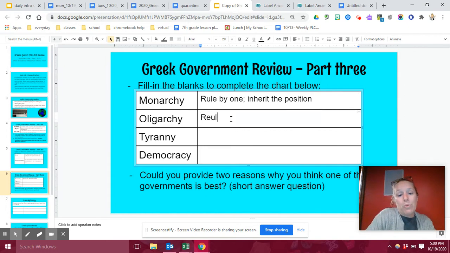Oligarchy, remember, is rule by a few. And remember, these are the aristocrats, those rich, fancy pants people that are ruling. Because remember, they were the ones that helped the monarchs rule. So rule by a few, and those were the aristocrats. And remember, the people were like, why are we letting these rich, fancy people that have no idea what our life is like rule us?